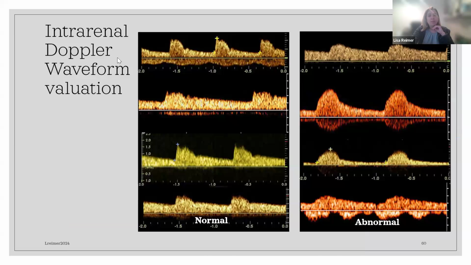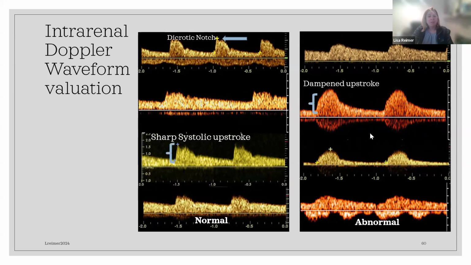And here are some examples: on the left side, things that are going well, and on the right side, things that are not going well. We have here that dicrotic notch, which is good. Over here, this is not good. This is a tardus parvus waveform. It's slow and having a hard time getting up to peak systole. The shape of that waveform looks abnormal, as does the one below it. This is what we want. We want that nice, sharp upstroke, quick to get to the kidney.